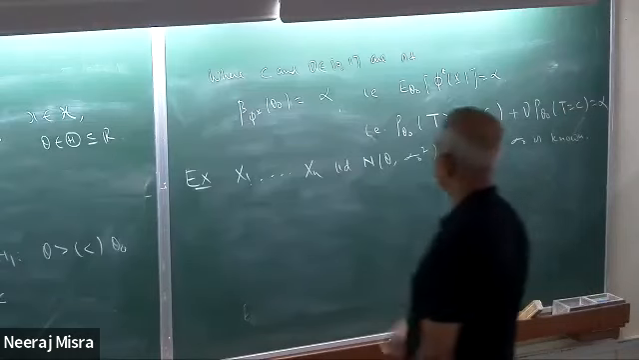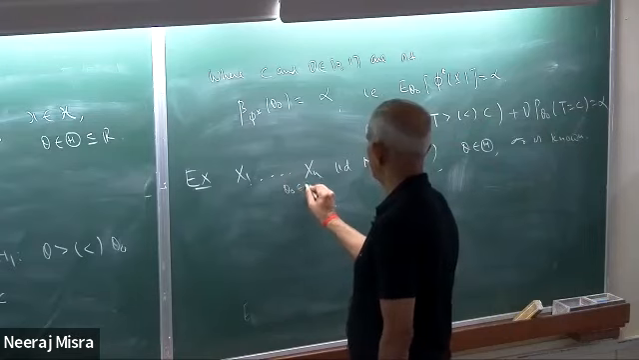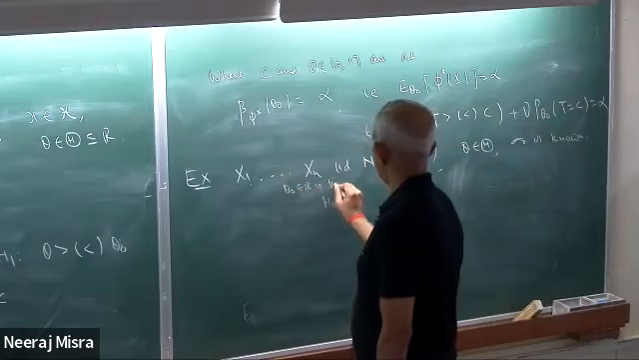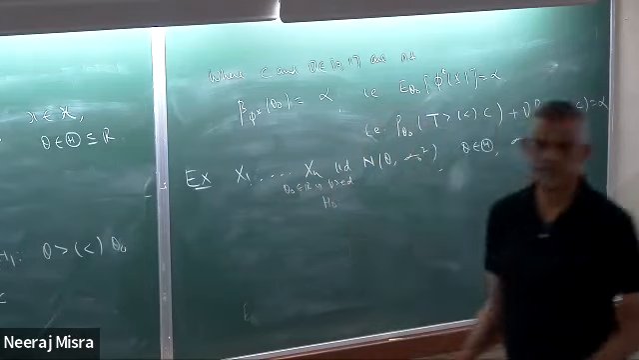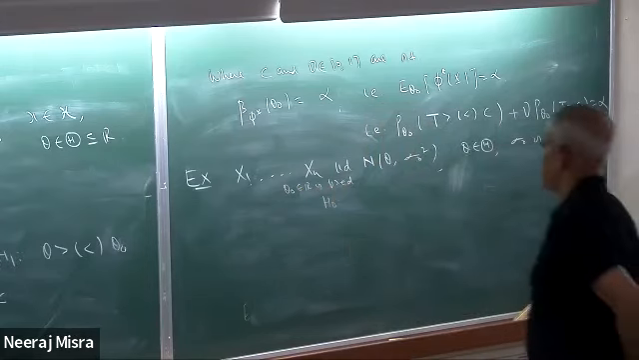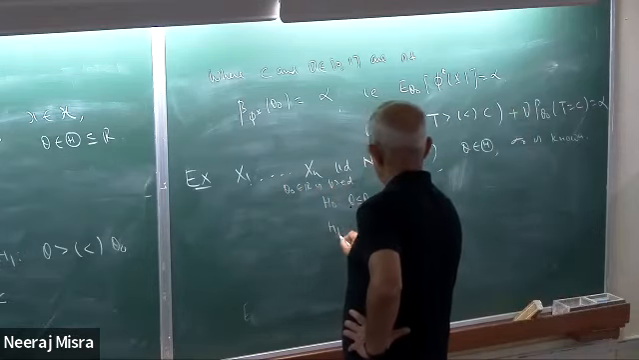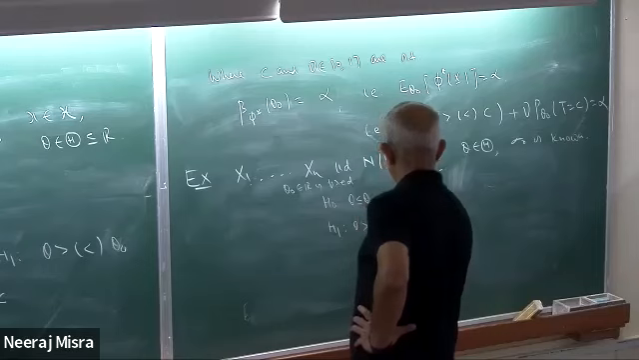H naught, theta naught is a fixed constant, right? So suppose theta naught belonging to R is fixed. Right? And suppose you have to test H naught that theta is less than or equal to theta naught against H1 that theta is greater than theta naught.